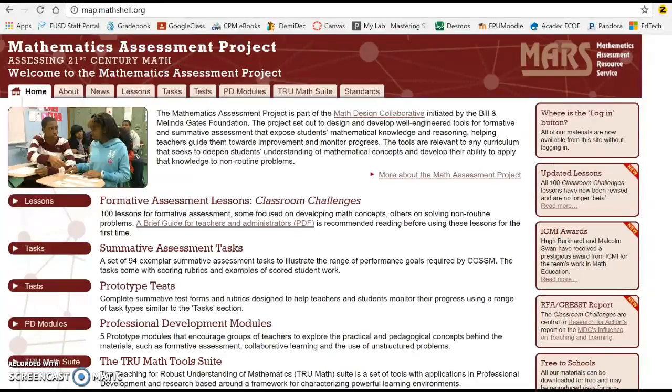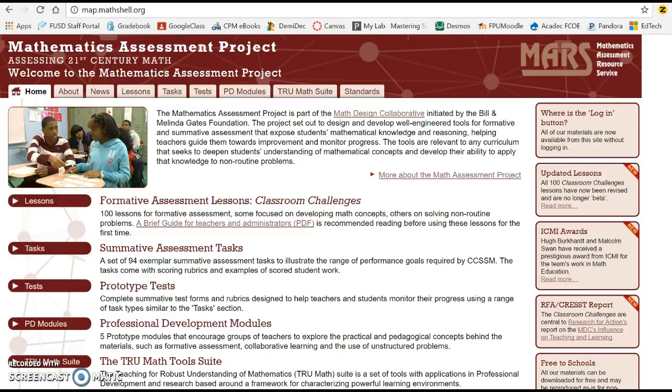Another focus for this week is us taking a look at the Mathematics Assessment Project, MARS, for Mathematics Assessment Resource Service. So this is their website, and they did extensive research and created lessons, tasks, tests, and really looked at using assessment to drive and create instruction, formative assessment in particular.